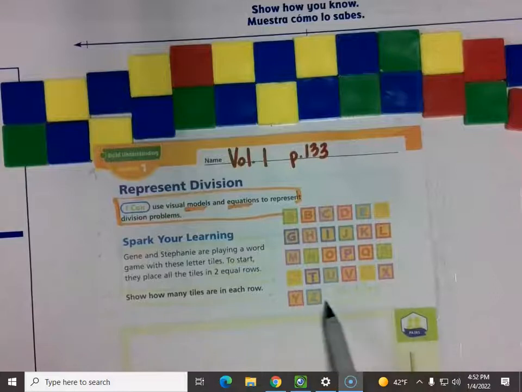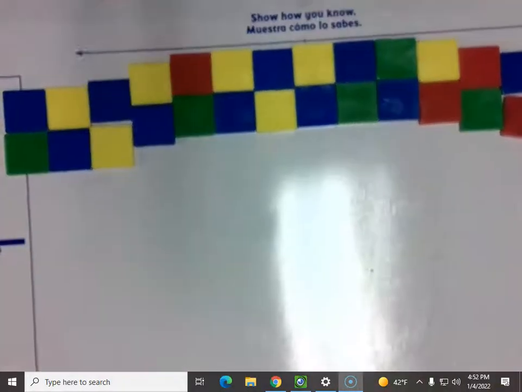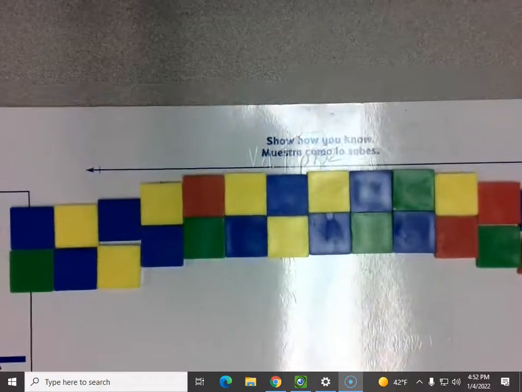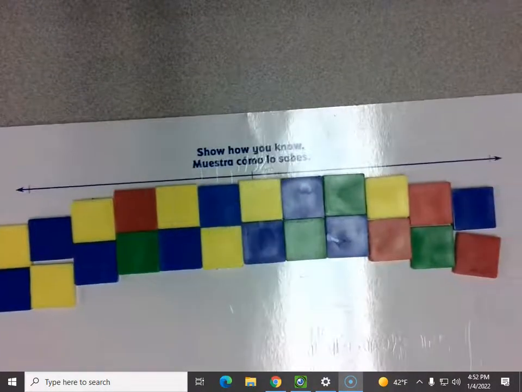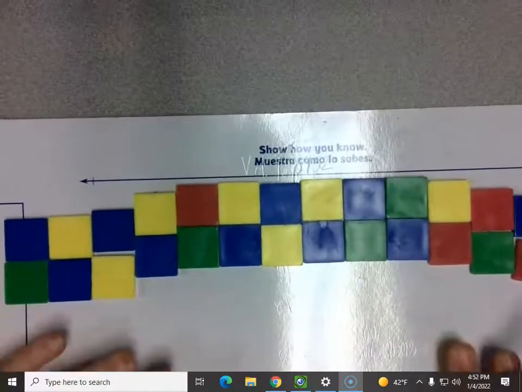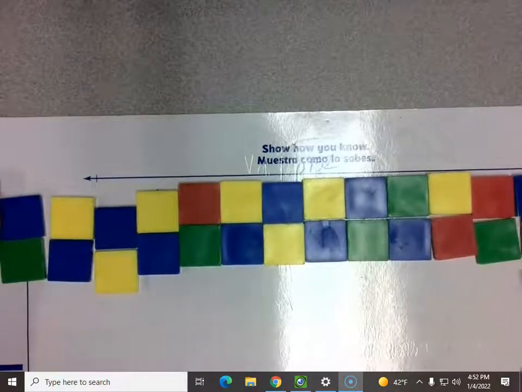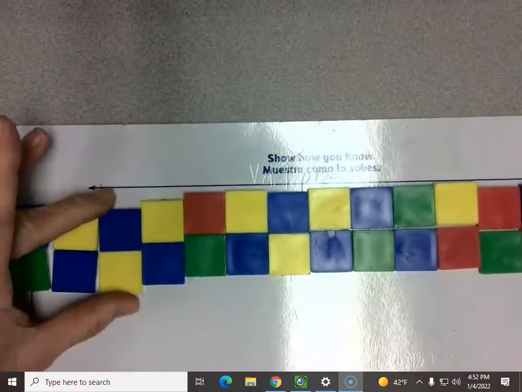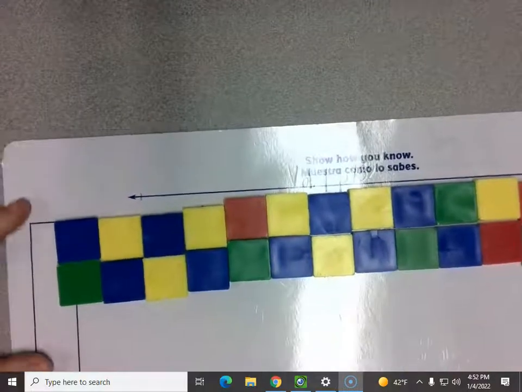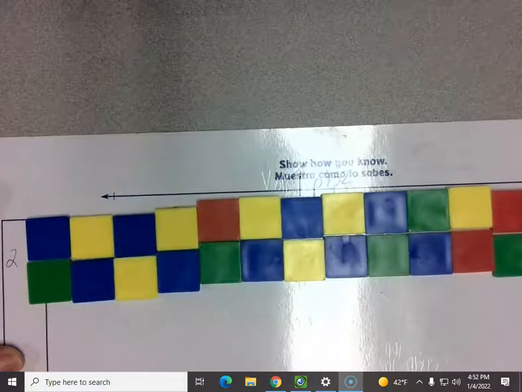I know there are 26 tiles here, and I have to place them in 2 equal rows. Well, let me model that with a manipulative. So right here I have 26 tiles, and they don't all fit under this document camera, but you can see that I've got an array, 2 equal rows. It's an even number, so it's going to divide by 2 equally, and I can see it's two rows, and if I count the length of them, there are 13 tiles.